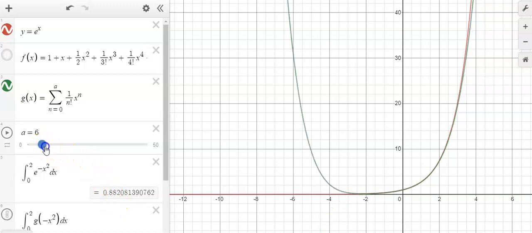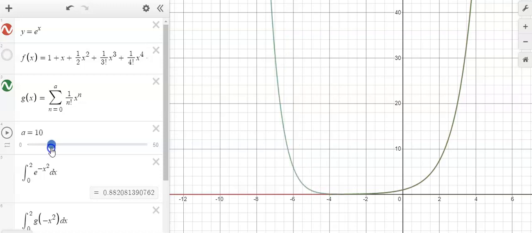Well, add another term. Add another term. Add another term. And I hope you see that now we're up to just 10 terms. With just 10 terms, we're doing pretty dang good there.